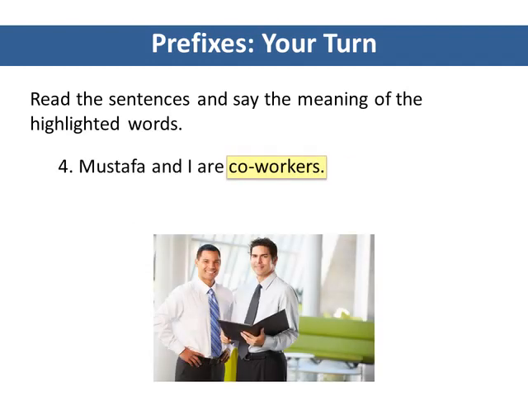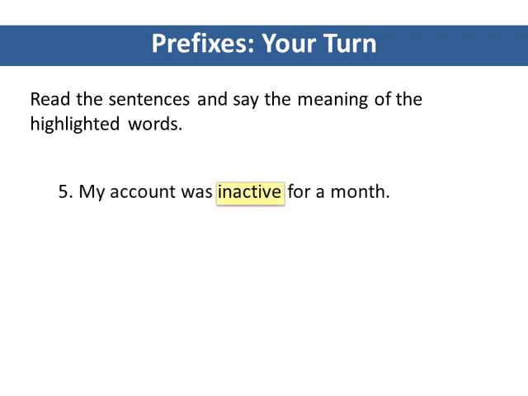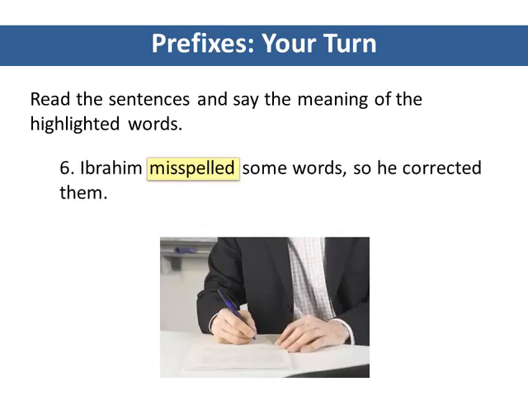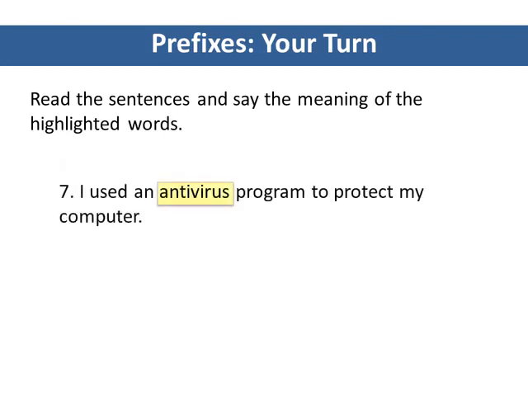Number 4. Mustafa and I are co-workers. Co-workers are people who work together. Number 5. My account was inactive for a month. My account was not active for a month. Number 6. Ibrahim misspelled some words, so he corrected them. He spelled them incorrectly. Number 7. I used an antivirus program to protect my computer. Right. Antivirus means against viruses.